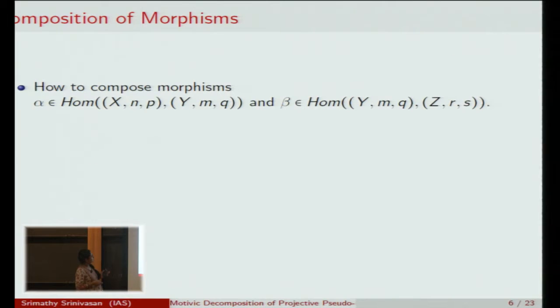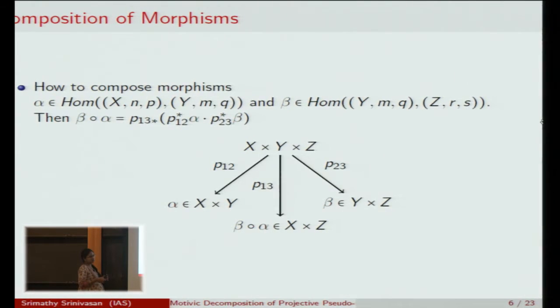So the composition works this way: if α is in the Hom between these two objects, and if β is in the Hom set between these two objects, then you can compose α and β this way. So you have the triple product X × Y × Z, and α is in the Chow group of X × Y, β is in the Chow group of Y × Z. So you just pull back α and β along the projections, the projection along the first and second factor, and the projection along the second and third factor, do the intersection product here, and then push it forward. Okay, so this is how the composition works.